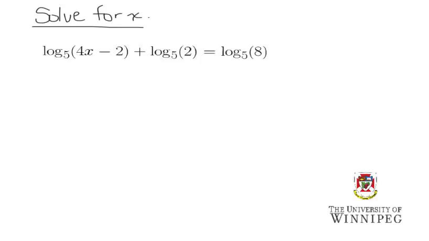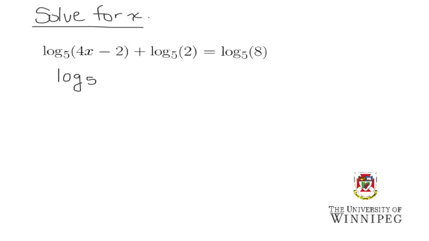In this example, we're going to solve for x in the following equation. Log base 5 of 4x minus 2 plus log base 5 of 2 is equivalent to log base 5 of 8. Now what we'd like to do is, over on the left-hand side, I notice that there is an addition of two log base 5s. So I'm going to use logarithm laws over on the left-hand side to combine this into a single logarithmic expression.